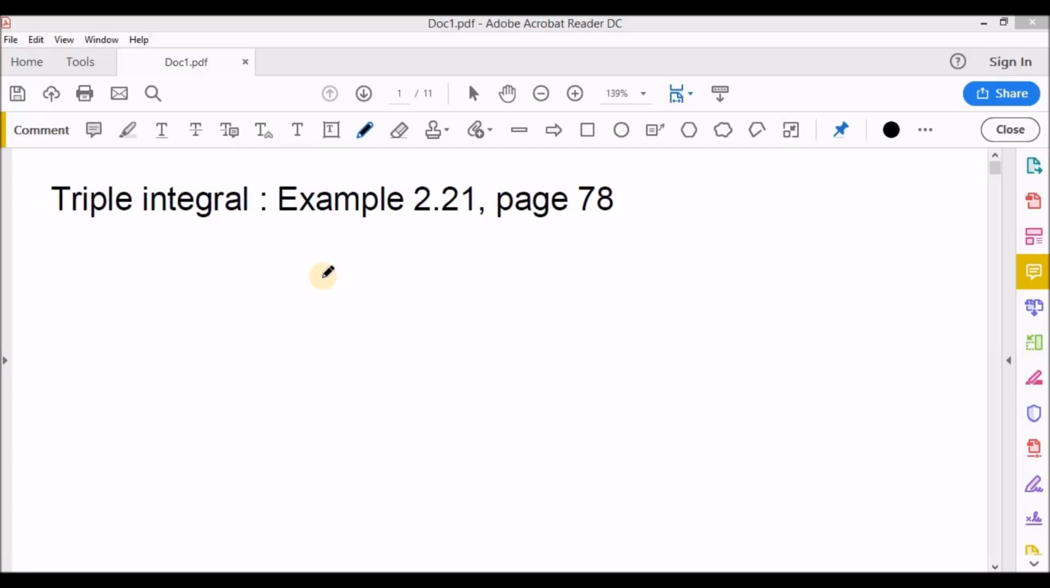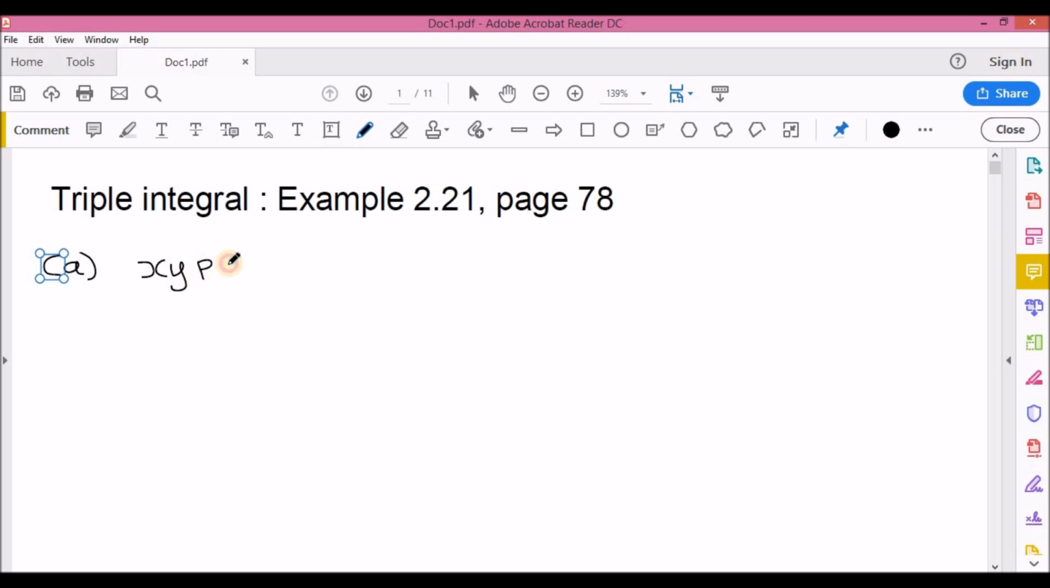Now let's look at example 2.21, page 78 of your module. So look at question A. Find the volume of the solid bounded by the xy plane. So this solid will be bounded by the xy plane, and also the yz plane.